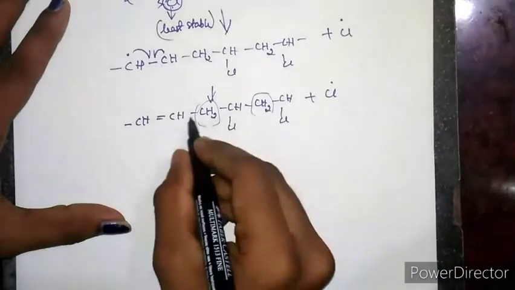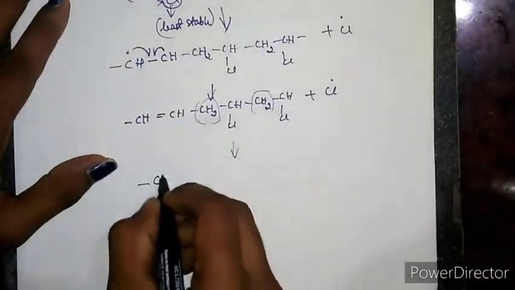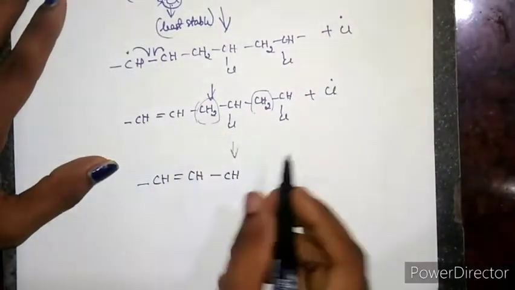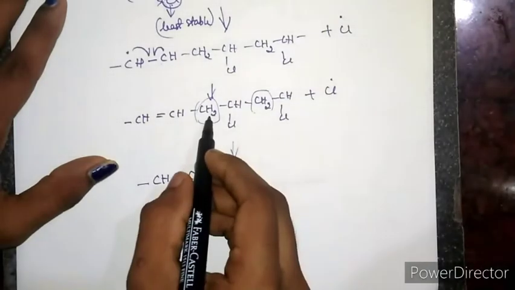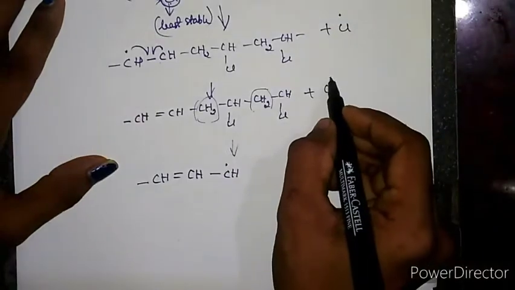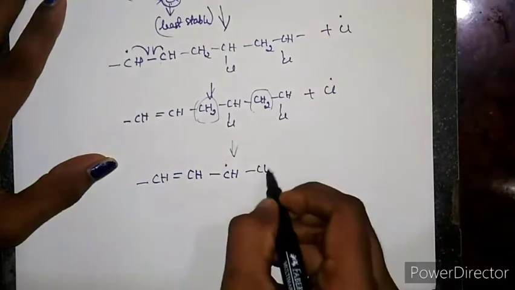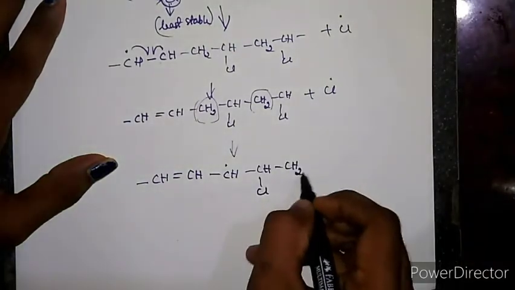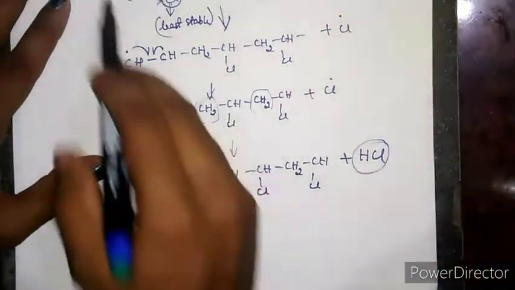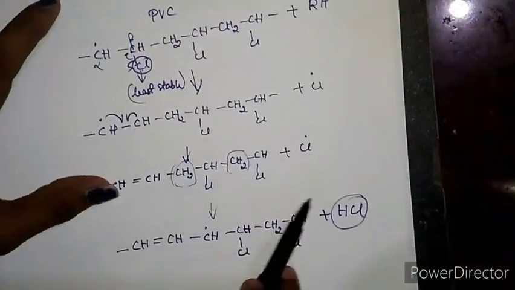So what happens if it abstracts hydrogen? It becomes HCl, right? I'll write here CH, double bond CH, CH. Initially it was CH2, now I write CH because one of the hydrogens is abstracted by this Cl. And what happened? The free radical over this Cl is now generated over this carbon, and CH, Cl, CH2, CH, Cl plus HCl. This is what I mean. During degradation of PVC, HCl gets liberated. This is what the mechanism is.